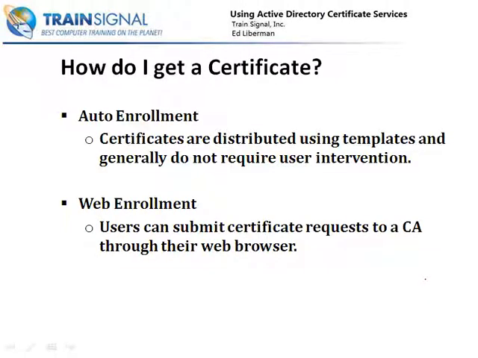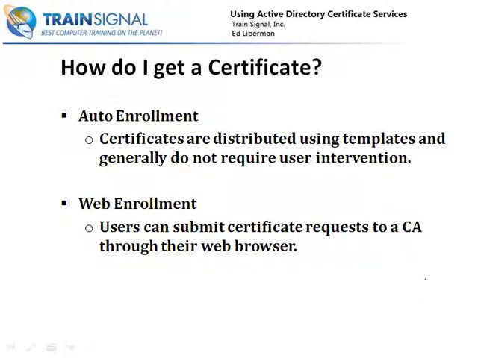So, how do I get a certificate? Now, we'll look a little bit at this when we go into the operating system, but basically there's 2 primary ways to do this. You can do it through something called auto-enrollment, where certificates are distributed using templates. And you use these templates so that you hopefully do not have to require user intervention. Now again, this is going to be only in an internal environment. If you are going to an external public CA, there's no auto-enrollment.